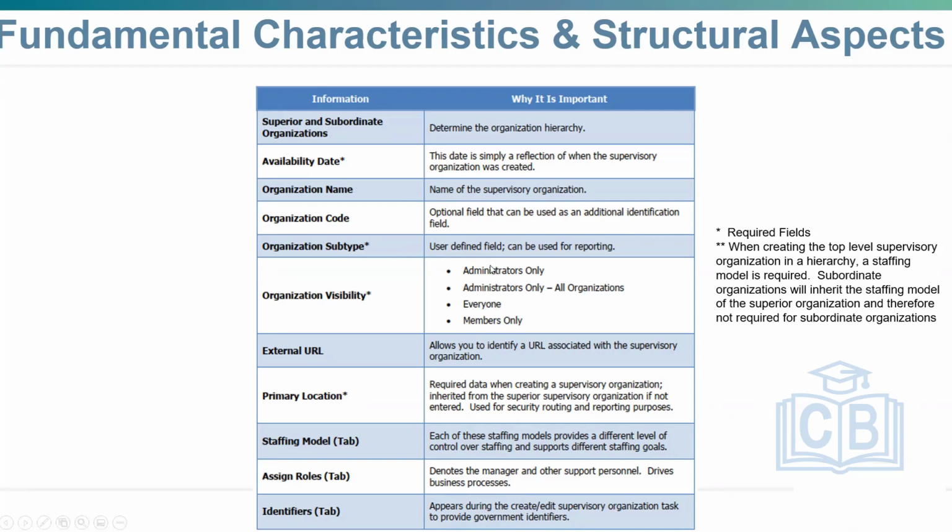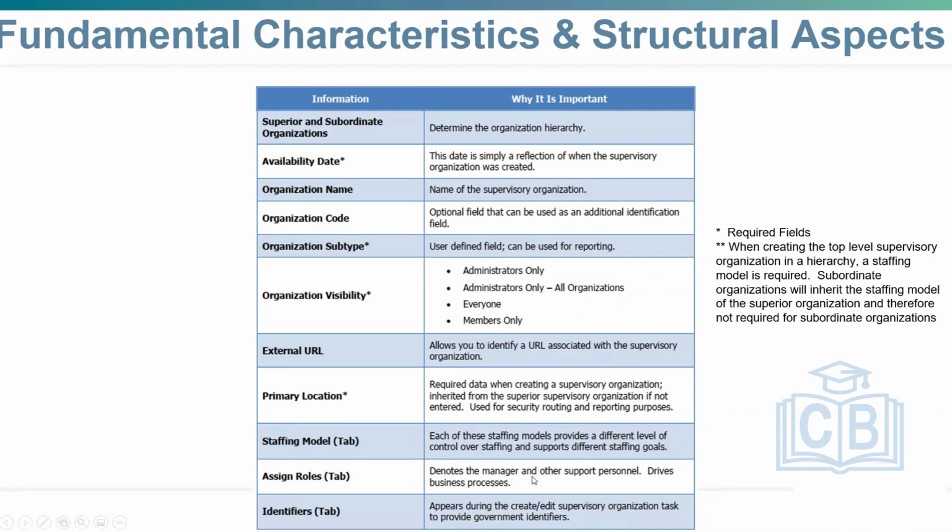Organizational visibility, we have discussed it. All the members can see it, or everyone can see it, or only the administrators for all organizations, or the administrator for that supervisory organization can see it. We've discussed the external URL. We have discussed the primary location. The staffing model tab, we will come to it later in the course, where each staffing model provides a different level of control over staffing and supports different staffing goals. We will discuss that later in the course, of course.